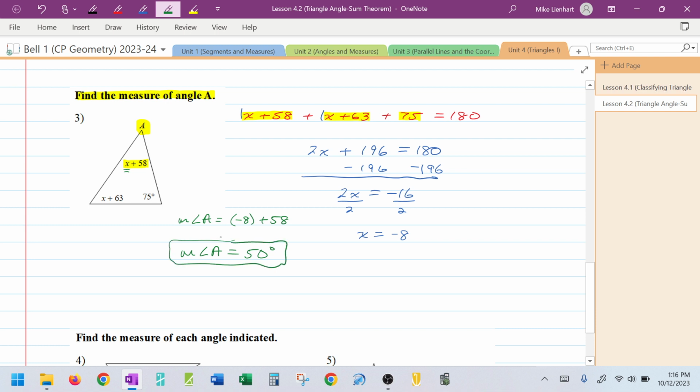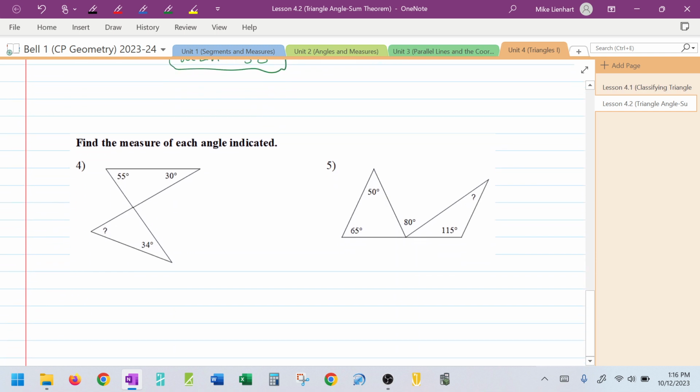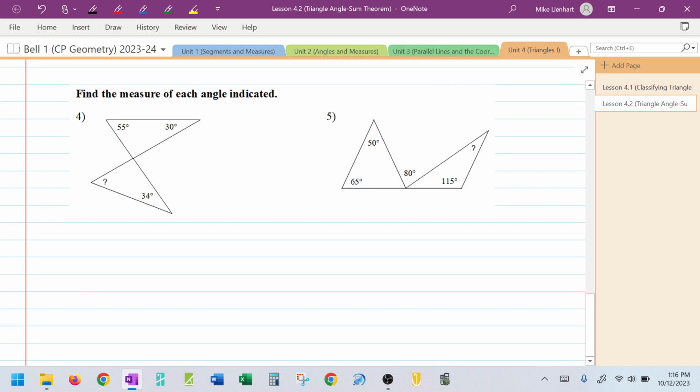All right, the last two problems that I wanted to go over with you guys are just some scenarios of how they can make the triangles a little bit bigger, a little bit more involved. Both questions say find the angle indicated. So on number 4, they say find that question mark. On number 5, they say find that question mark. But in order to get to those angles, I have to know some other geometry.